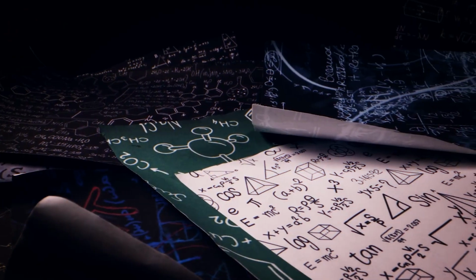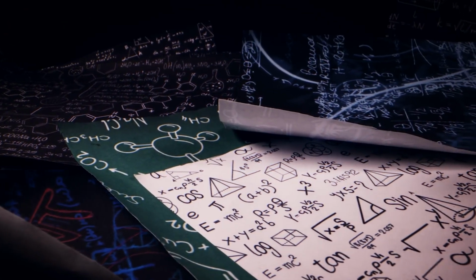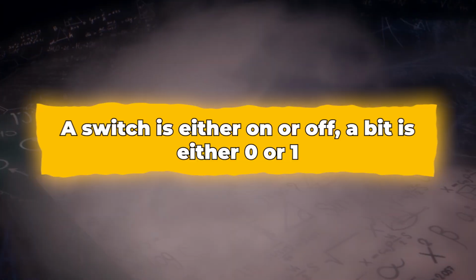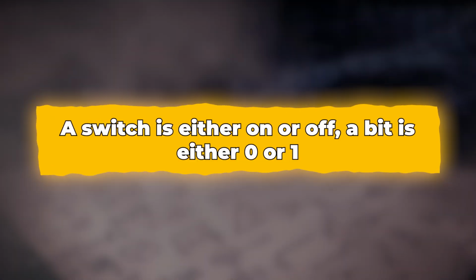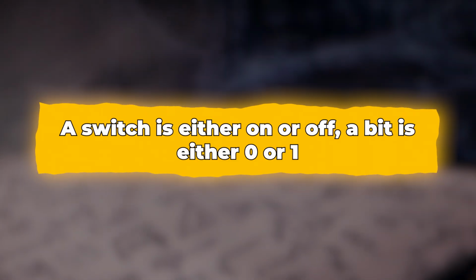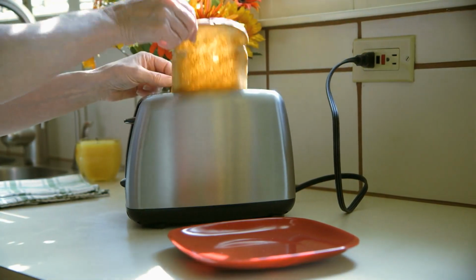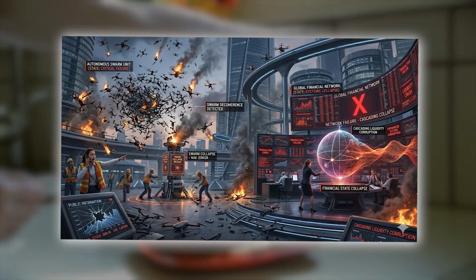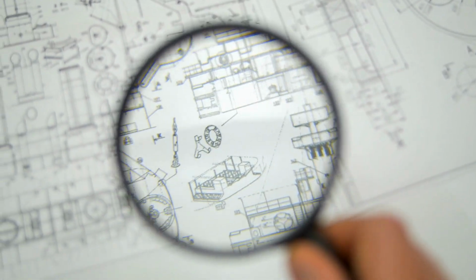In a classical system, we assume that every object has a definite state at all times. This is the foundation of Boolean logic. A switch is either on or off, a bit is either 0 or 1. This works perfectly for building a toaster, but it fails when you are building an autonomous swarm of drones or a global financial network. In these high-complexity environments, the state of the system is often unknown until it is tested.